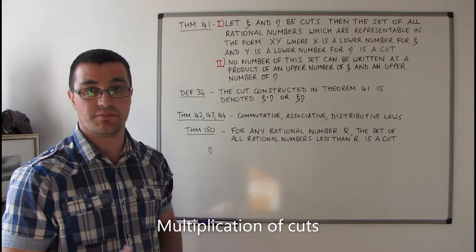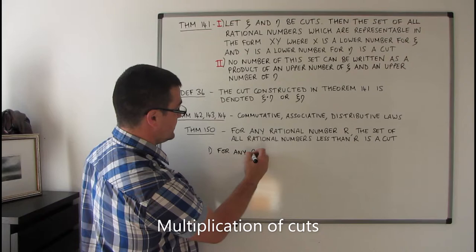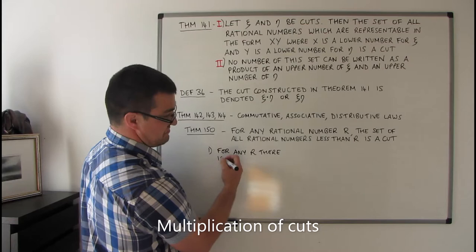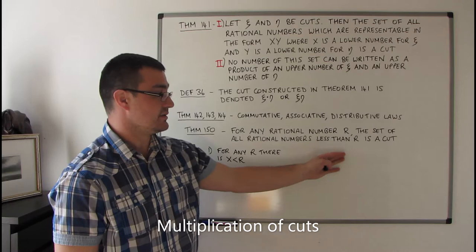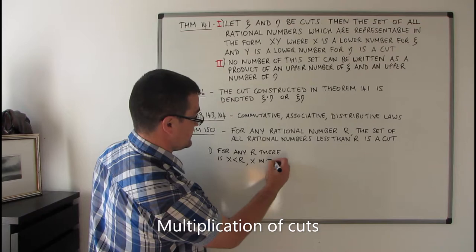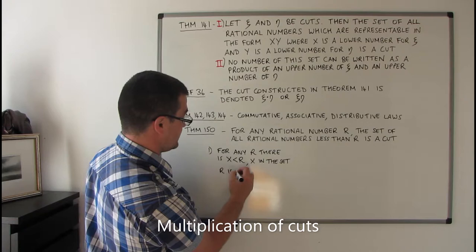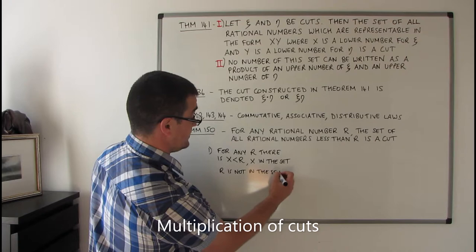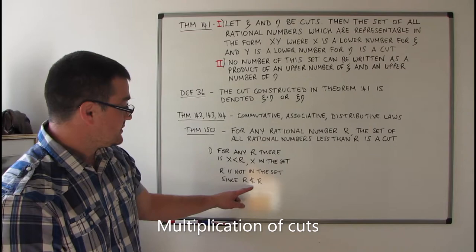Well, for any r, there is an x which is less than r. So x is going to be in our set because our set is the set of all rational numbers less than r. So x is in the set. So it's non-empty. Similarly, we can say, not similarly actually, but we can say that r is not in the set since r is not less than r. So we've shown that there is actually a rational number that is not in the set, namely r itself.